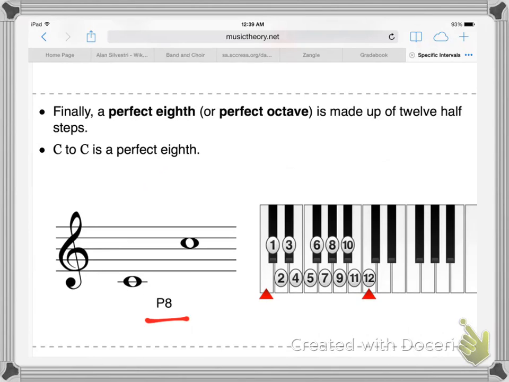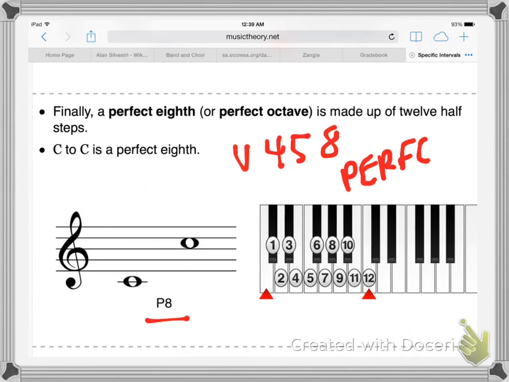And this is an octave. And as I said earlier, unisons, fourths, fifths, and octaves are the perfect intervals. See if I can spell perfect right.